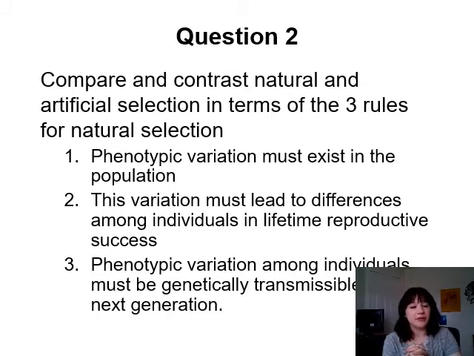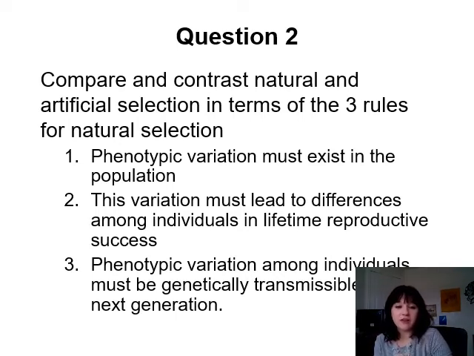So another question that will be on your quiz this week is to compare and contrast natural and artificial selection in terms of the 3 rules. Right? So first, phenotypic variation must exist in the population. Would that be the same or not in artificial versus natural selection? Second, this variation must lead to differences among individuals in lifetime reproductive success. So is there a variation in some type of trait that is giving an advantage to some species being able to reproduce than others? And how is that happening?